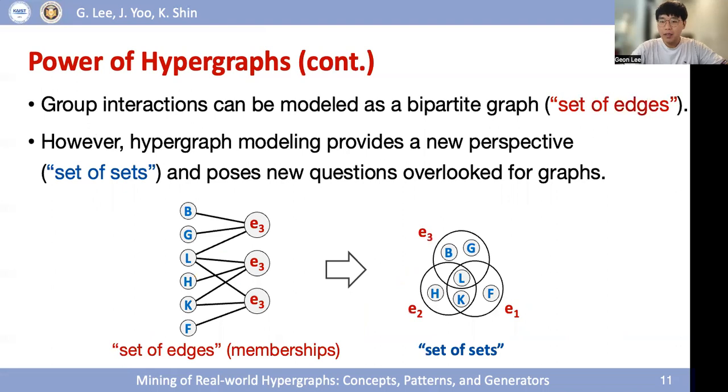And some of you might think that group interactions can also be represented as a bipartite graph. In this way, we can represent the group interactions without losing any information. However, modeling group information as a hypergraph poses new questions that are overlooked for graphs. Specifically, a hypergraph is a set of sets, and from this fact, we can analyze the data from a new perspective, which we share in this tutorial.